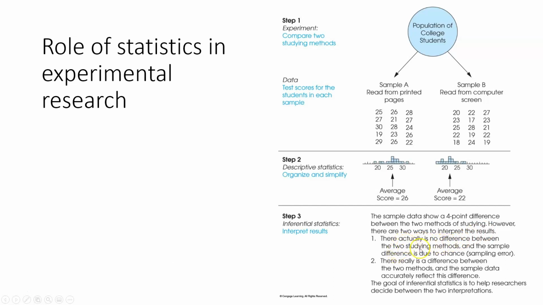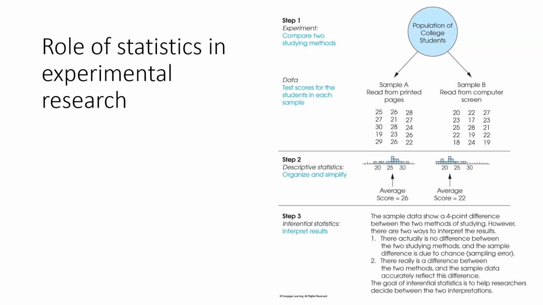One way is that there actually is no difference between the two studying methods, and the sample difference is just due to chance. It's called sampling error, and we'll come back to that concept in a while, but basically it's just luck, bad luck, that we got two groups of people that happen to be different, but it's not really because of the computer screen versus the printed pages, it's just random chance.